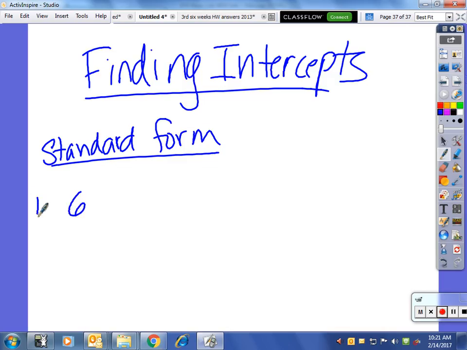Okay, look at this problem. 6x plus 2y equals 10. Do you agree that's in standard form? Unfortunately, we can't identify the y-intercept right away. The y-intercept is not 10 because it's not in slope-intercept form. It is 5. Wow, how'd you do that so fast? It is simple. Did we do these yesterday?